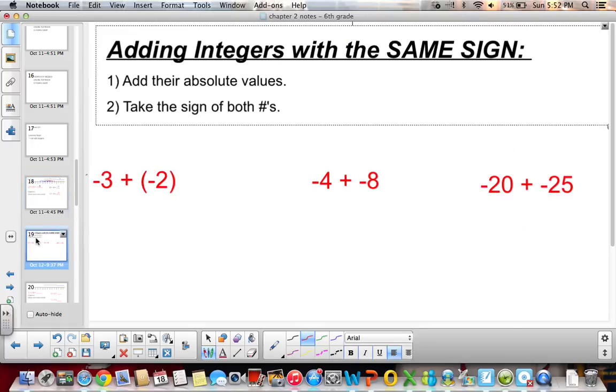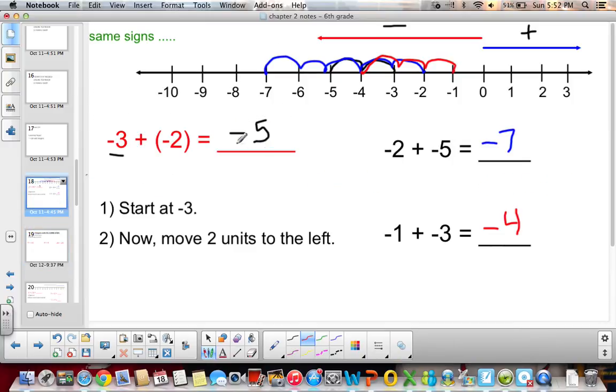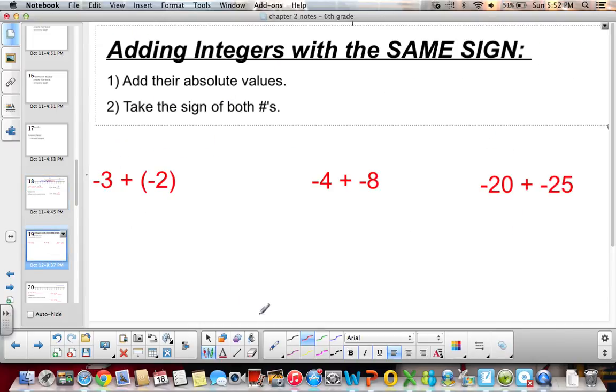Or you can also use this rule that applies to adding integers with the same sign. What you do is add their absolute values and then take the sign of both numbers. So -3 plus -2, we just figured out is -5 using our number line. If I take the absolute value, the absolute value of -3 is 3. I'm just going to write this out to refresh our memory. And the absolute value of -2 is 2.